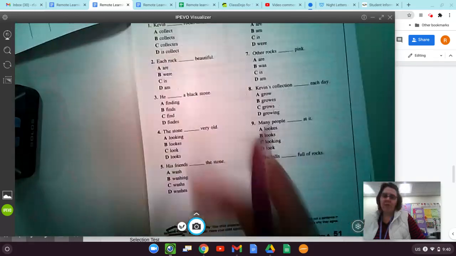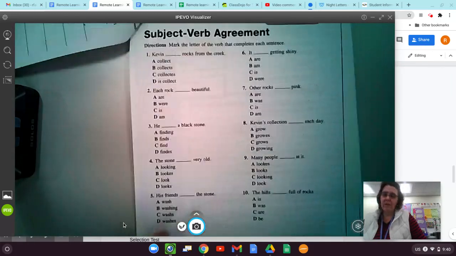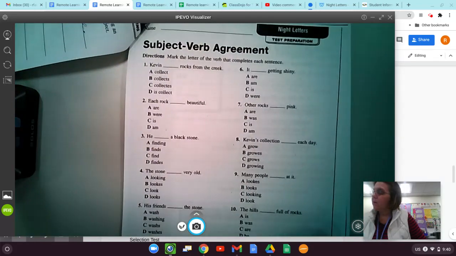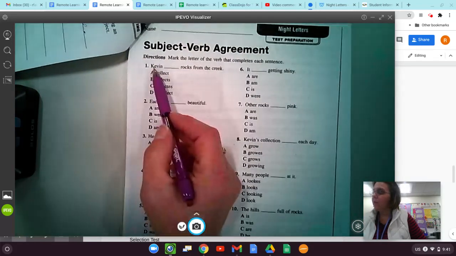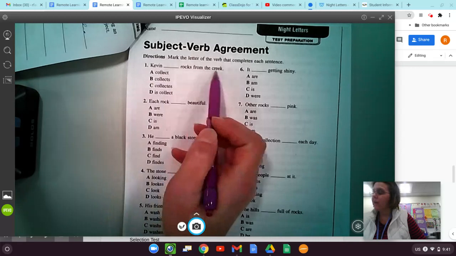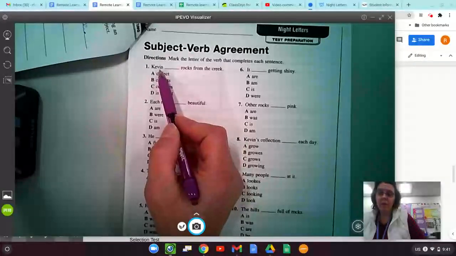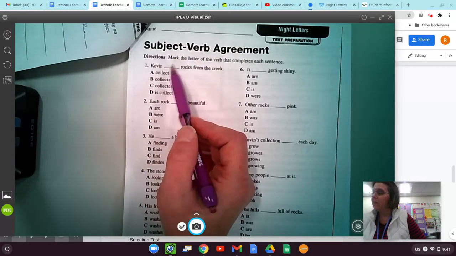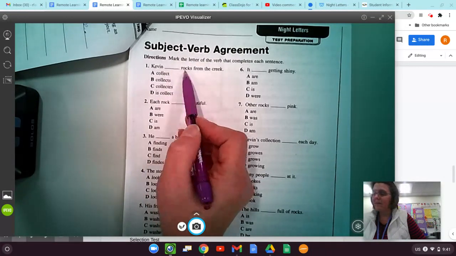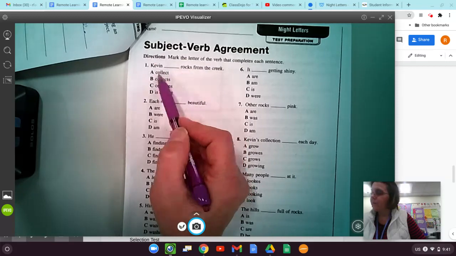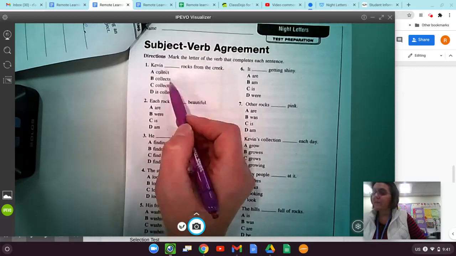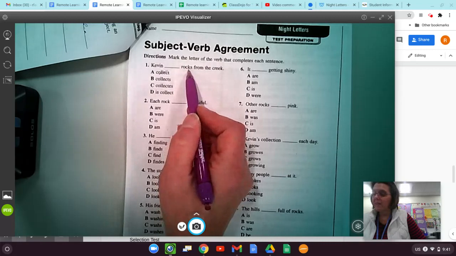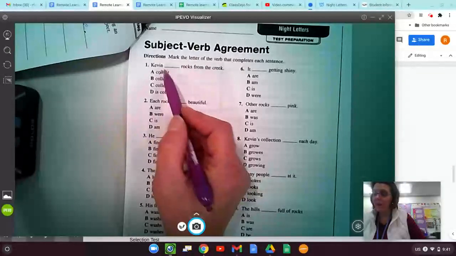This one you just have to find the correct answer. They've given you one correct. Number 1, Kevin blank rocks from the creek. So Kevin is singular. One Kevin. That means the verb is going to have an S. Kevin collect rock? Does that make sense? No. Kevin collects rocks? Collects has an S. This one doesn't. So that sounds like it might be right.